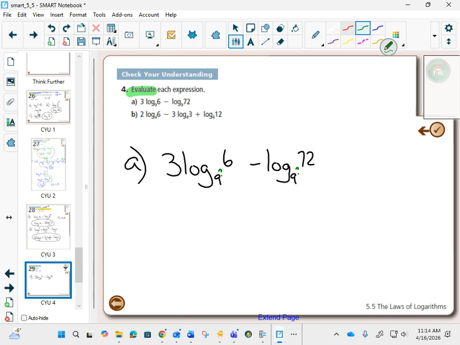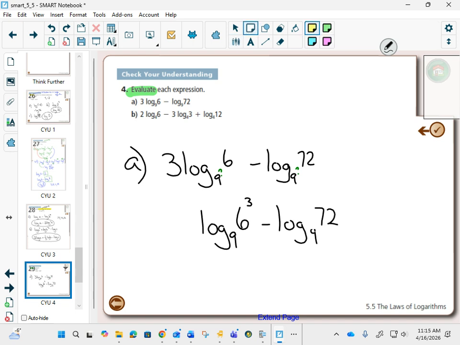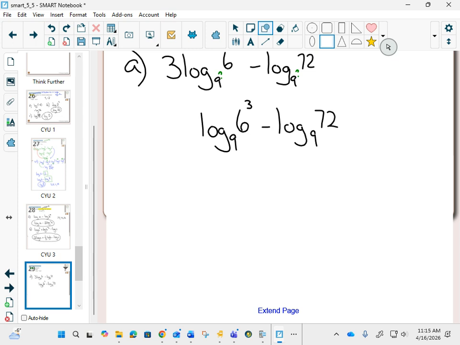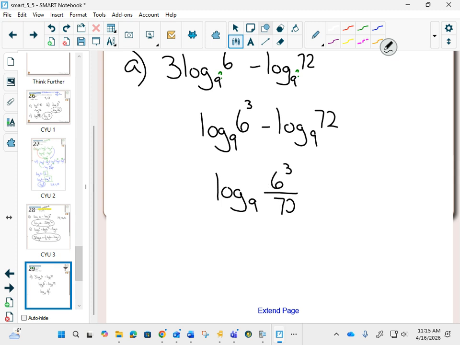However, maybe I can combine this as a single logarithm and it simplifies to become something easier. So this 3, what could I do? I could put that in, I'll stick with black. I put that 3 in as an exponent, 6 cubed minus log 9 of 72. And then subtracting, I have a log law that says when I subtract, that's like dividing inside my exponent.